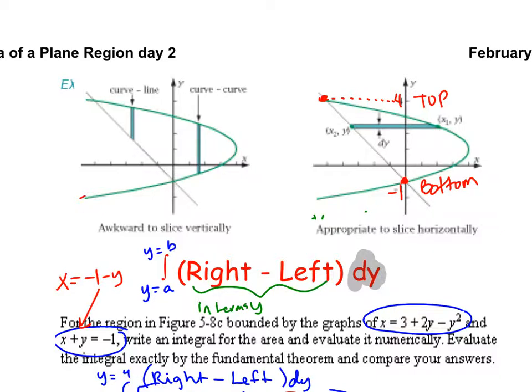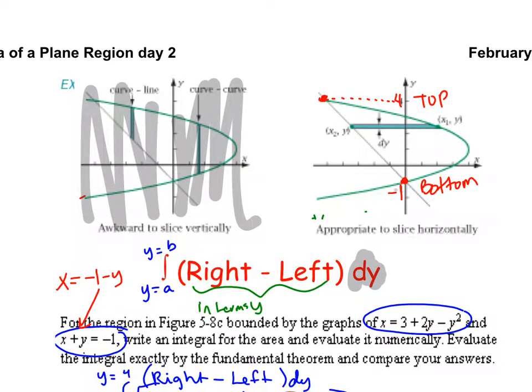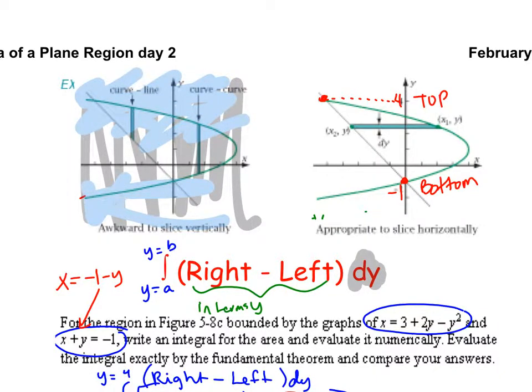For dx, we usually do top minus bottom. For dy, we do pretty much the same thing. Top in this case would be right, and bottom would be left, because the right side is where we have all the positive, and the left side is where we have all the negatives. For dx, we said top minus bottom, because the top is where all the positives were, and bottom was where all the negatives were.